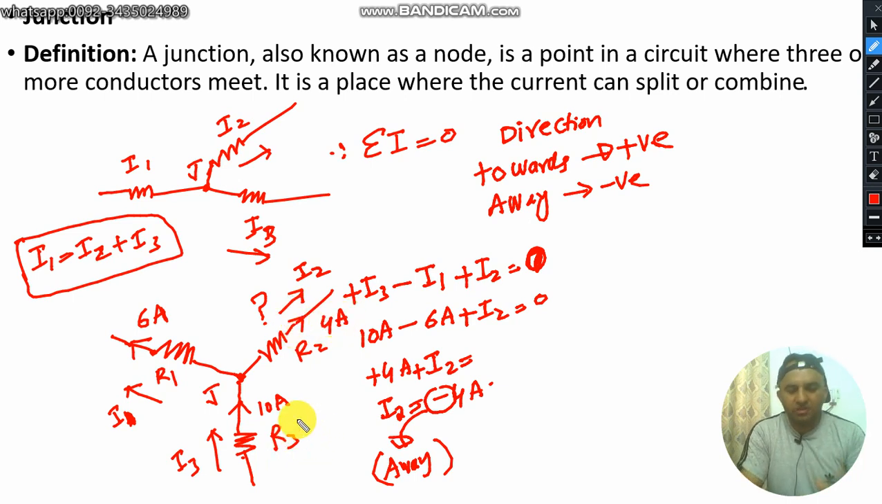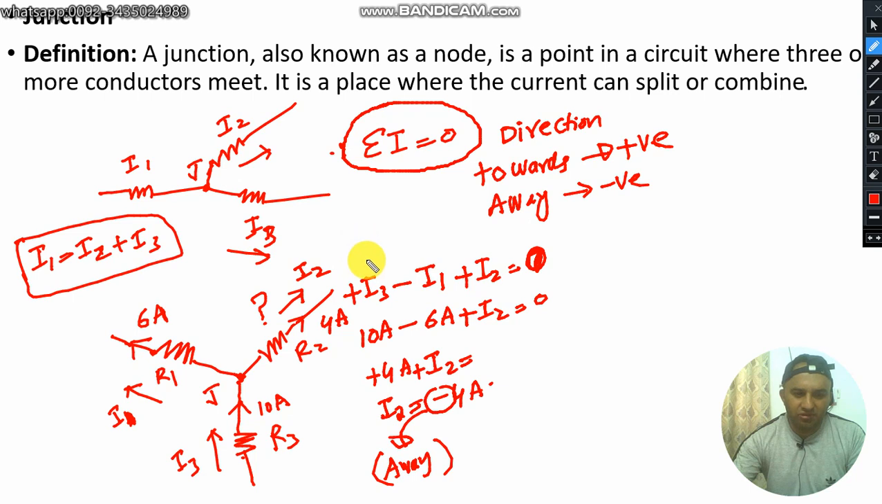So now we can balance this. 10 ampere is entering, and 6 and 4 ampere are leaving. So the sum of total current is also 0. It is another statement of this Kirchhoff first rule. So we need to find the direction. The current that is moving towards is taken as positive, and the current that moves away is taken as negative.